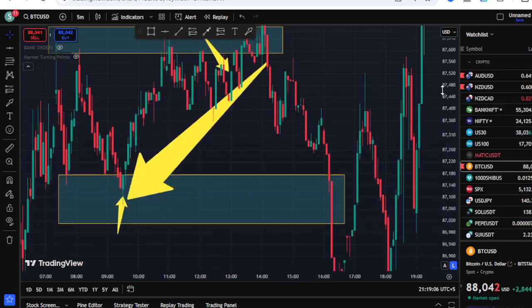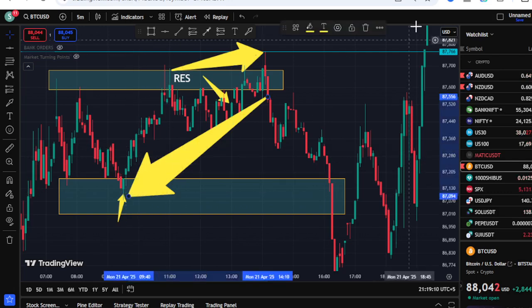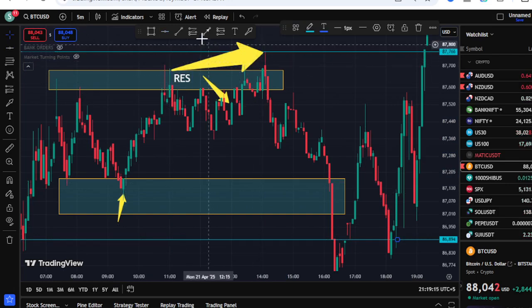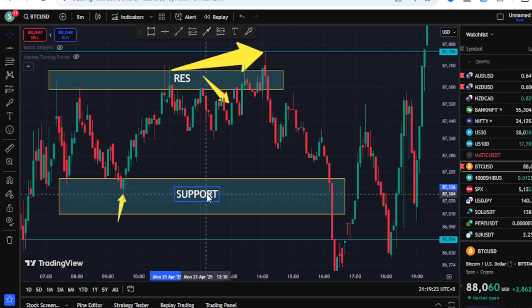Now just look at this. Now, technically, if you were buying from here, where would be your stop loss? Your stop loss would be just below that support level. So first of all, let me write here. Otherwise, some of the newbie traders will be simply confused about what he is talking about.